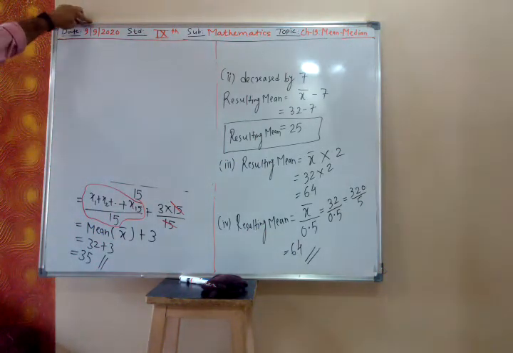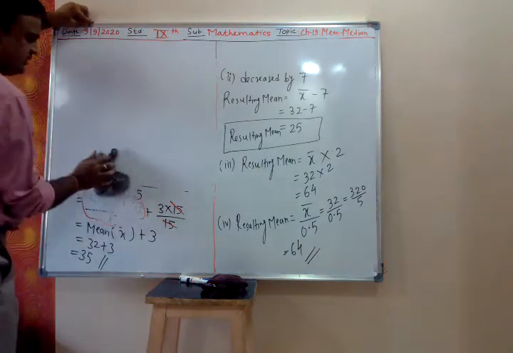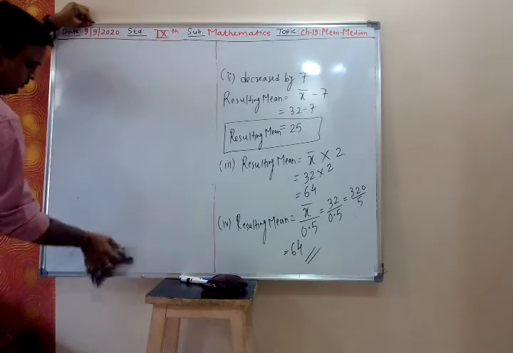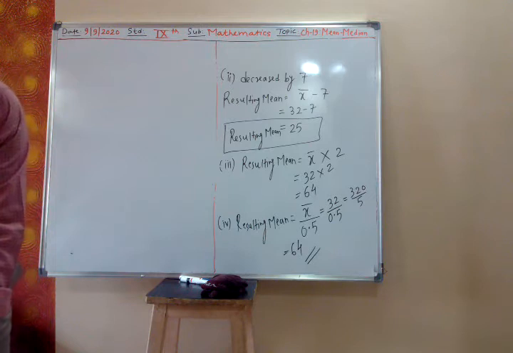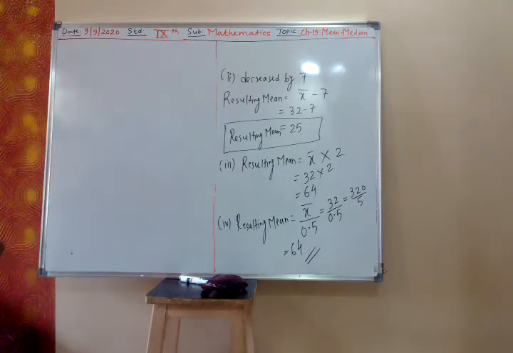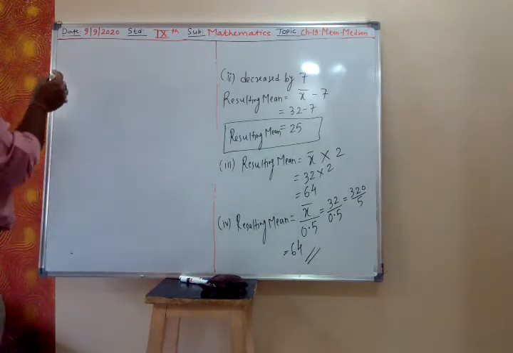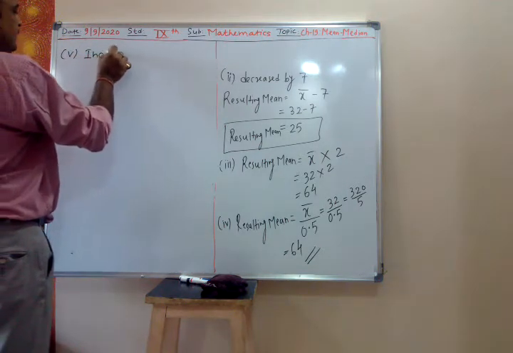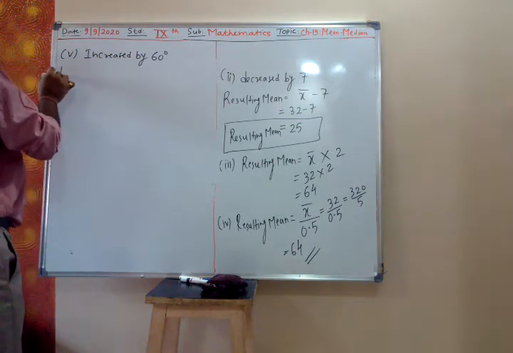Increase by 60 degree. Okay, two more are there. Increase by 60 degree. Increase by 60 degree. So write, which one? Fifth one. Increase by 60 degree. Increase by 60 degree. So we write resulting mean.